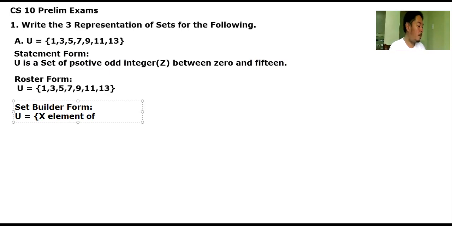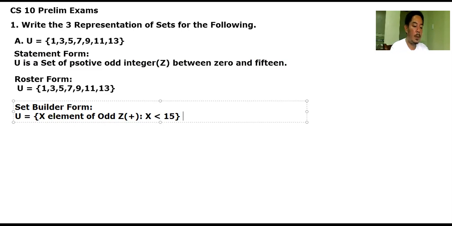X, element of positive odd Z. Lagyan natin ng plus. Yung plus na yung dapat nasa taas. So Z plus. Tapos, colon, such that, pwede rin sabihin na x is less than 15. Pwede rin ganyan: x such that x is less than 15.